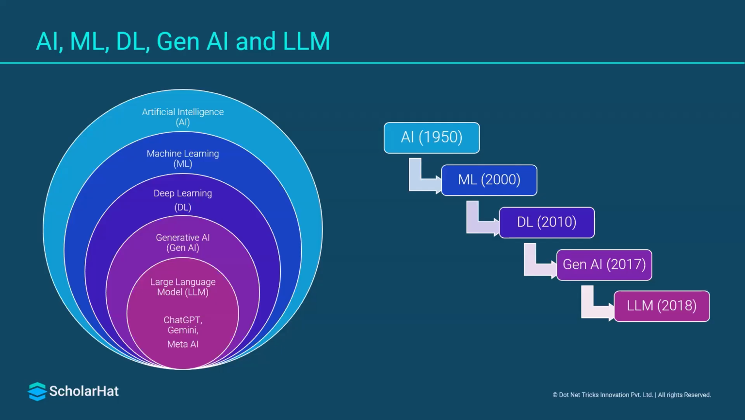This is how the things are connected to each other. AI includes machine learning, deep learning, generative AI, and LLM. And when it comes to LLM, we have ChatGPT, Gemini, Meta AI, DeepSeek, and Grok as well. We have various AI models there.